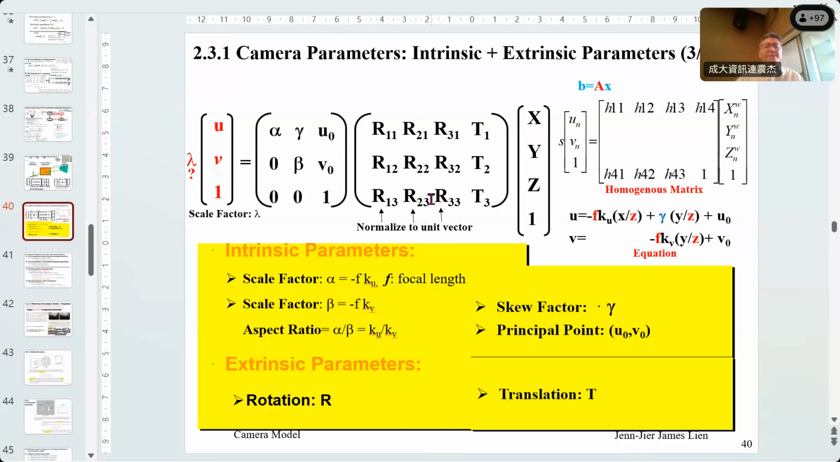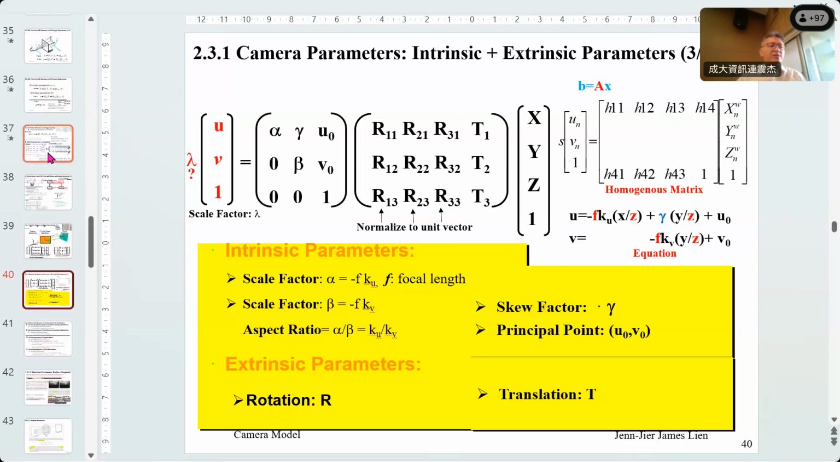And if you combine all the parameters together, you multiply together. The 3x3 matrix times 3x4 becomes 3x4, this one. So this is world, and this is image. And here, this homogeneous matrix includes the intrinsic parameters and extrinsic parameters. Okay, so that's what I try to tell you.